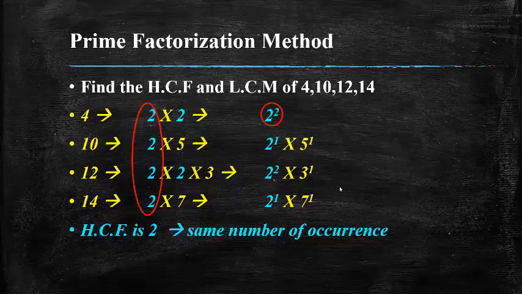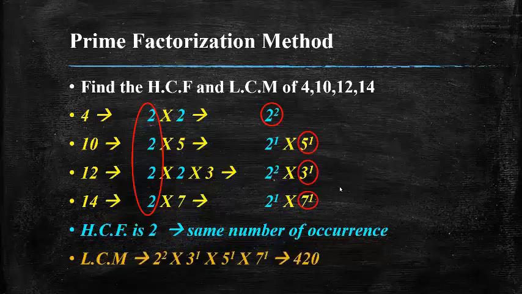In order to calculate the LCM, I'm going to take 2 square into 3 power 1 into 5 power 1 into 7 power 1. That gives me a value of 420. So the HCF of 4, 10, 12 and 14 is going to be 2, and the LCM of 4, 10, 12 and 14 is going to be 420.